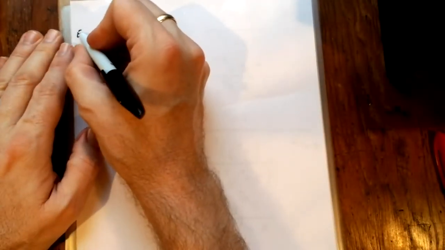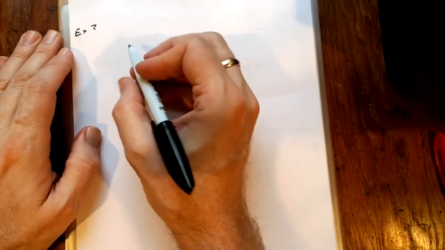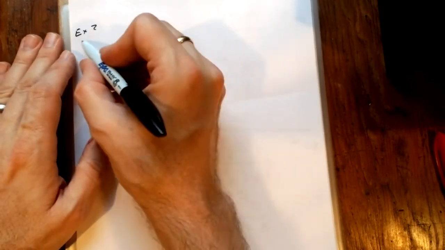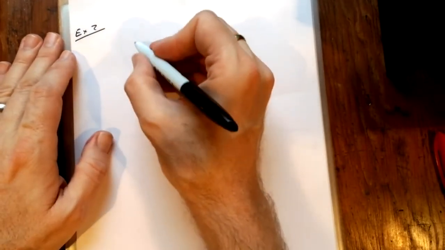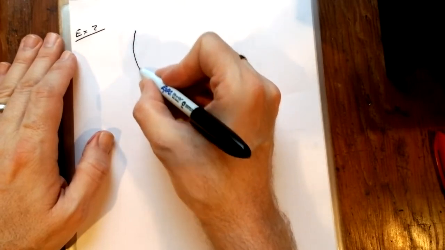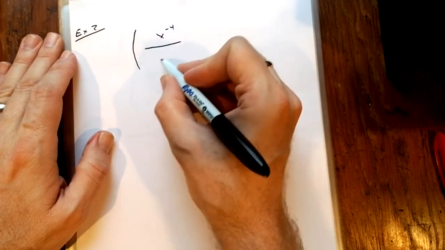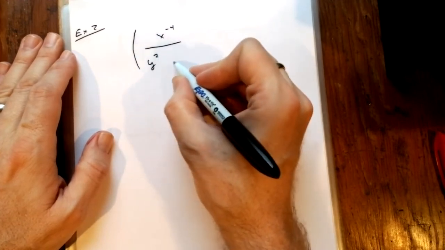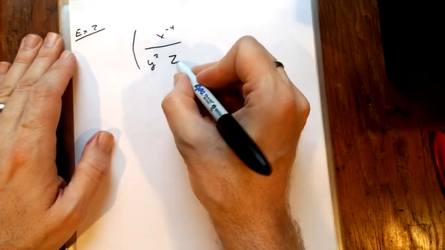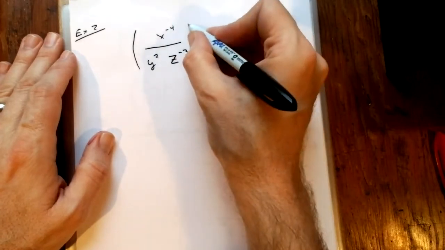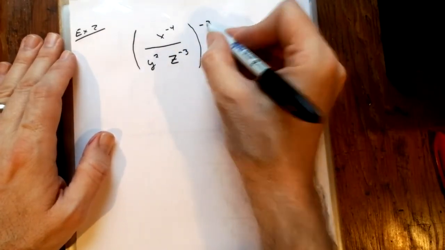Okay, I'm going to do another negative exponent example here. So this is our second one. And here I'm going to make this a little bit trickier. I'm going to do x to the negative fourth over y squared z to the negative third. All of this to the negative third power.